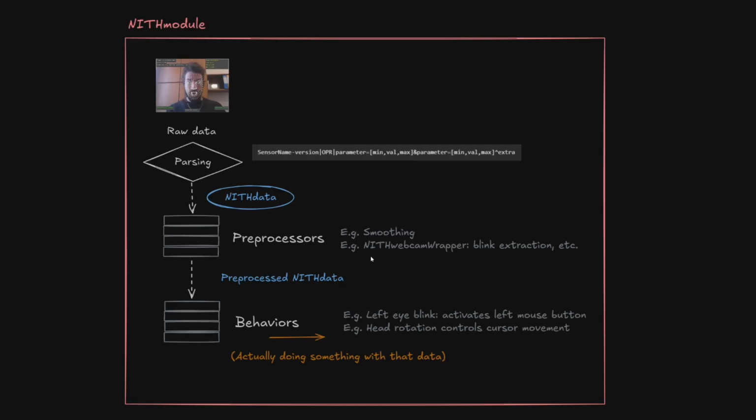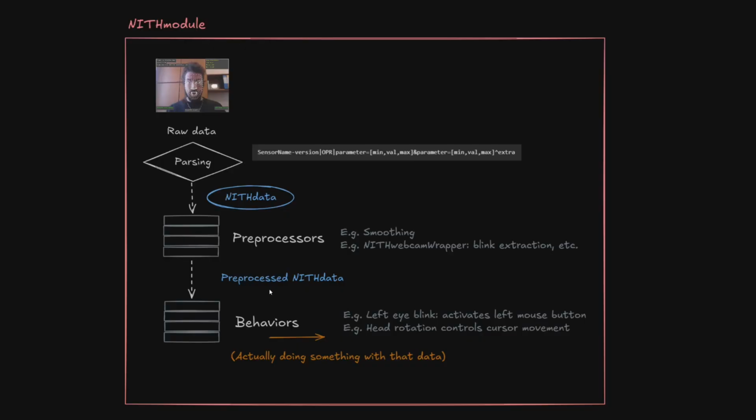Inside the NITH library, we will find a list of ready-made preprocessors. For example, for the NITH webcam wrapper, we have a preprocessor that proceeds to blink extraction. Blink data does not come by default inside the raw data. This is because blink calibration should happen in real time.